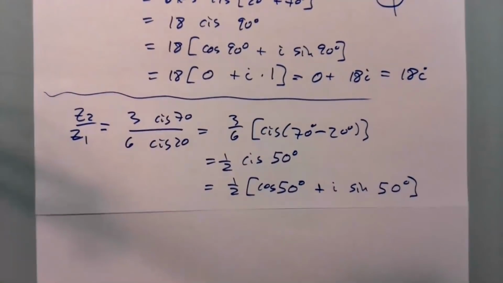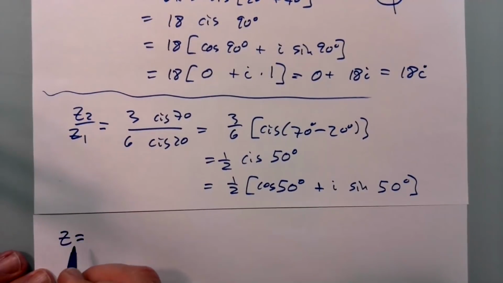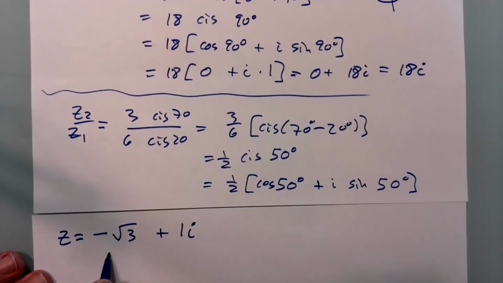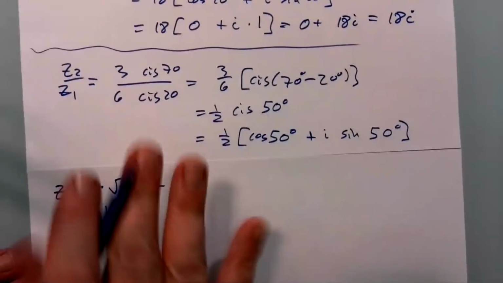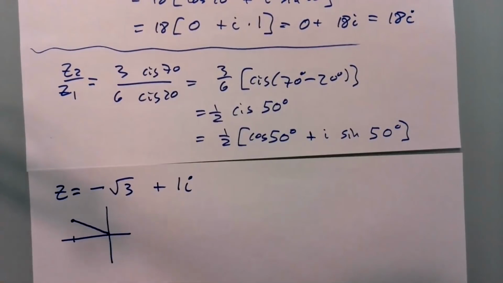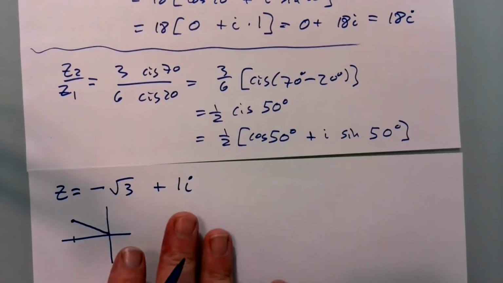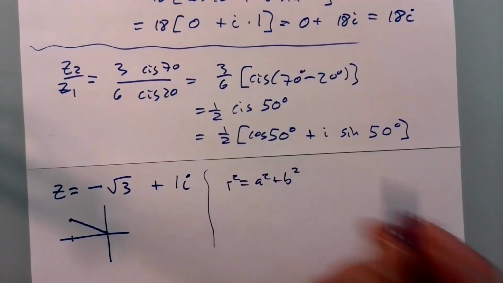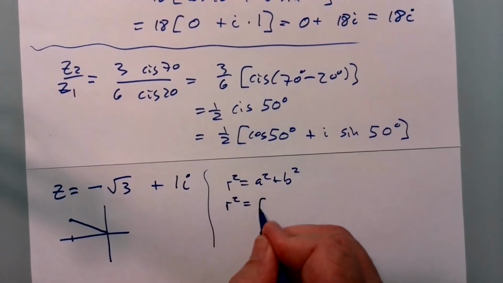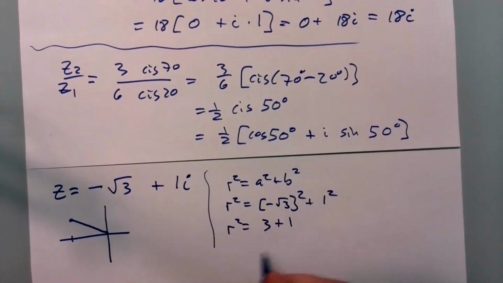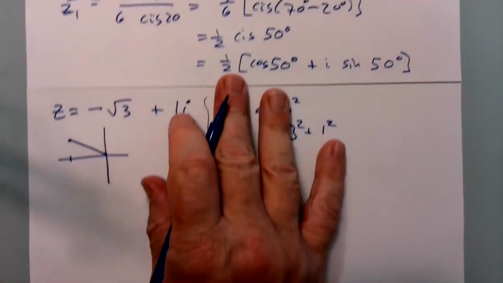We're going to give you a complex number. We're going to say Z is -√3 plus 1I. So let's visualize where that is. It's in quadrant 2. So we have to keep that in mind for our angle theta. Now, you'll remember that r squared is a squared plus b squared, or x squared plus y squared. So r squared is -√3 squared plus 1 squared. R squared is 3 plus 1. R squared is 4. So r is 2. That's all well and good. But what about theta?